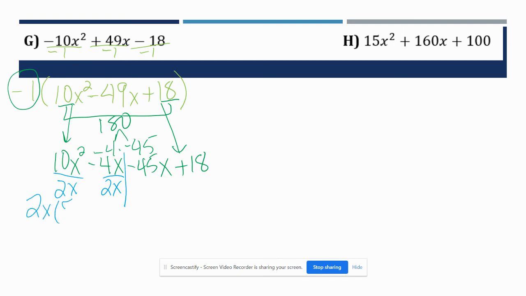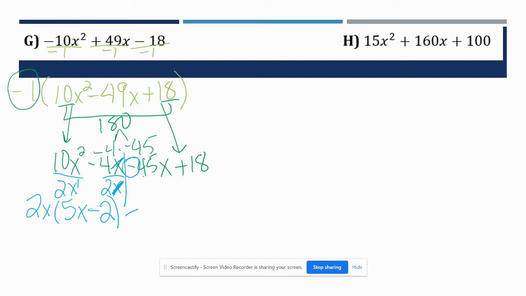Ten divided by 2 is 5. X squared over x to the first is x to the first. Minus 4 divided by 2 is 2. X to the first and x to the first is x to the 0, no x there.